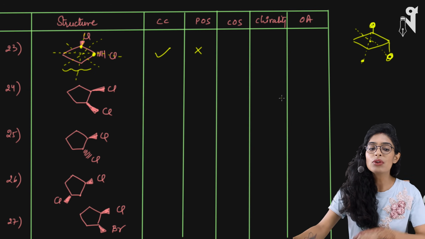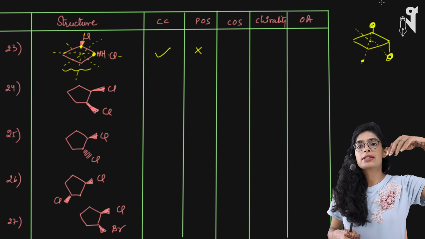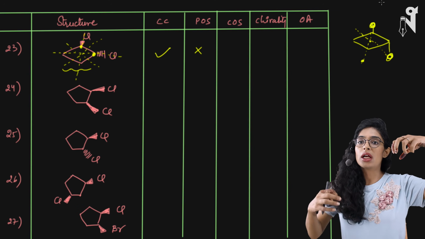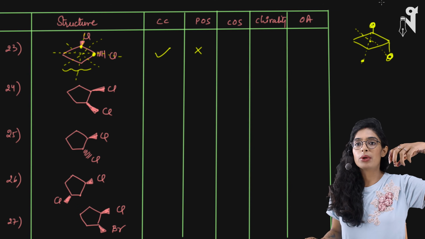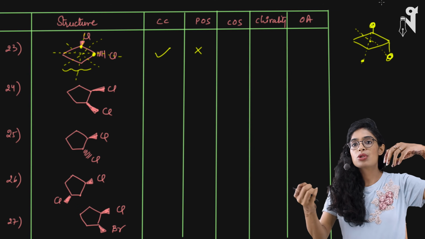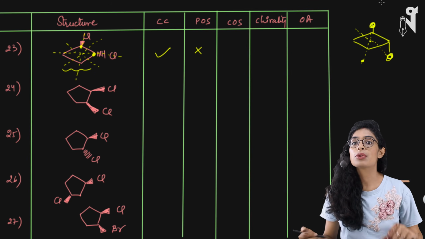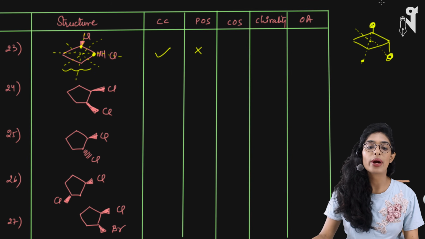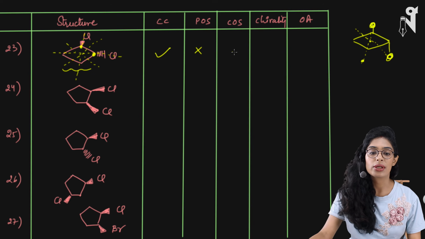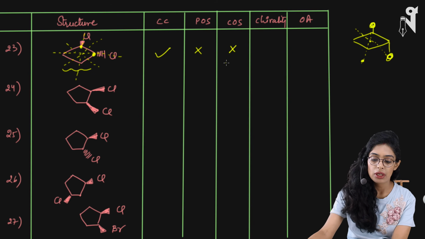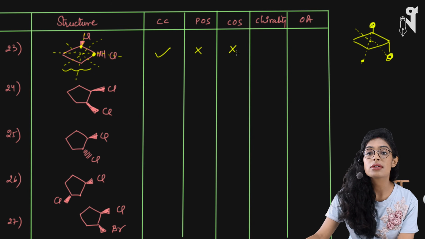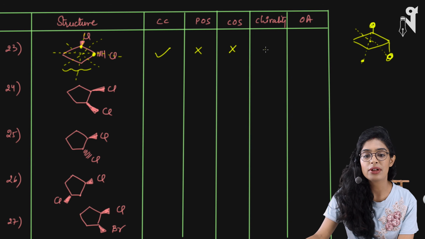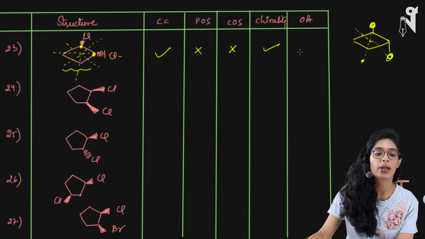No. So basically, even though I have one chlorine towards the viewer and another away from the viewer, they are at the next positions. They are not on opposite positions to each other. That's the reason why this molecule does not possess COS also. So no POS, no COS. Will it have chirality? Yes, definitely. Will it have optical activity? Yes, it will.